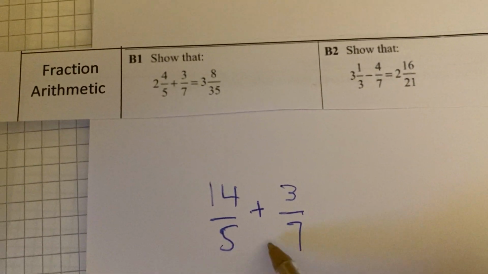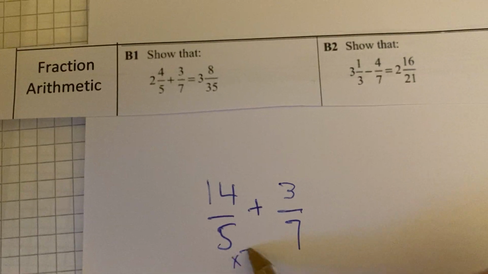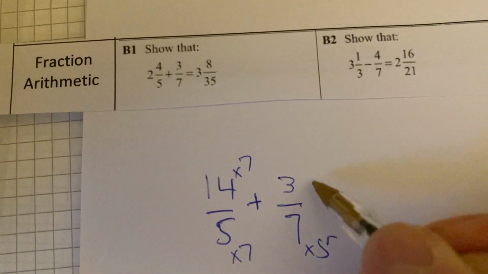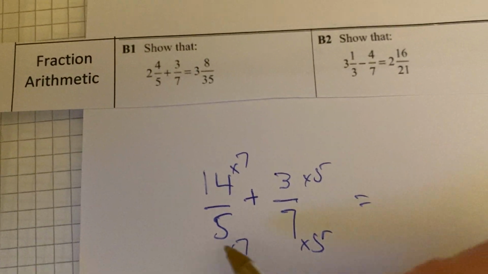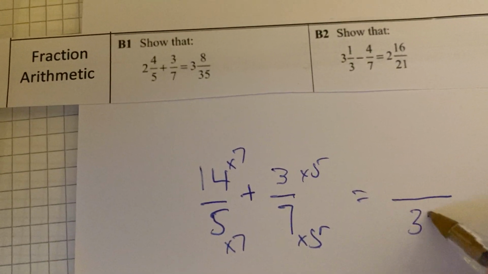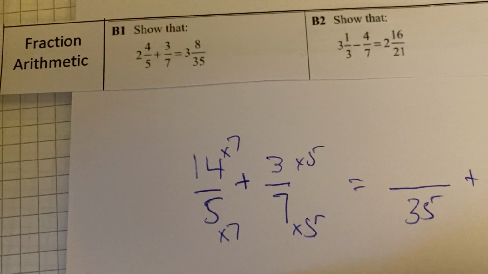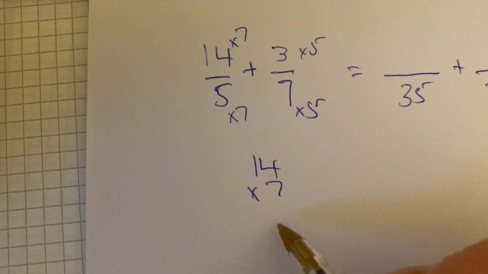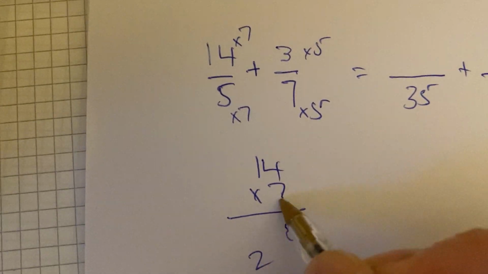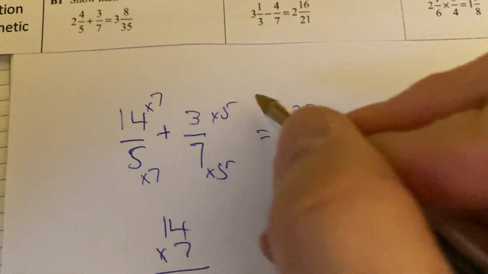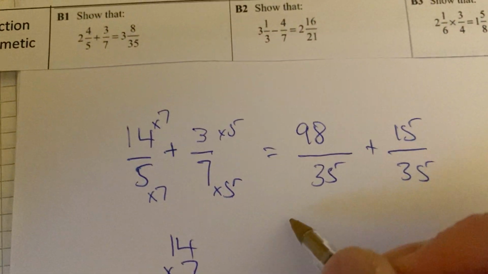We've got to have these numbers the same when we're adding or taking away. So times that by 7, times that by 5. Whatever you do to the bottom, do to the top. So that's going to be over 35 plus over 35, 7 times 14. So what you can do is do it this way, 28, 7, 9, so that's 98. And then 15, add that together.